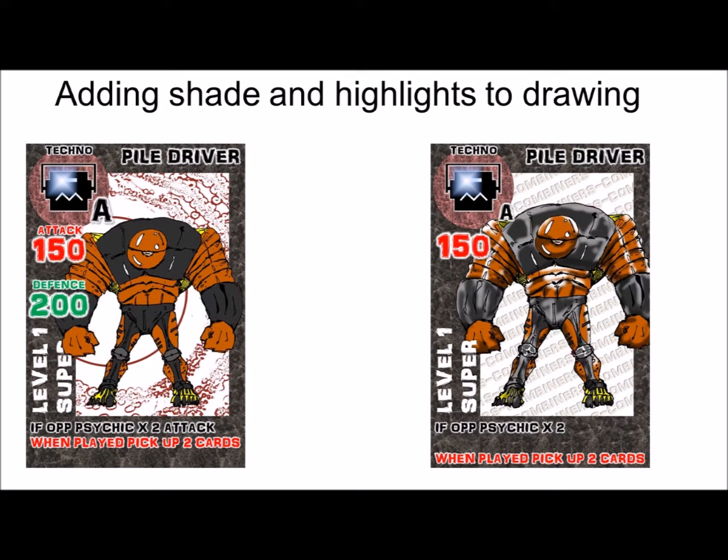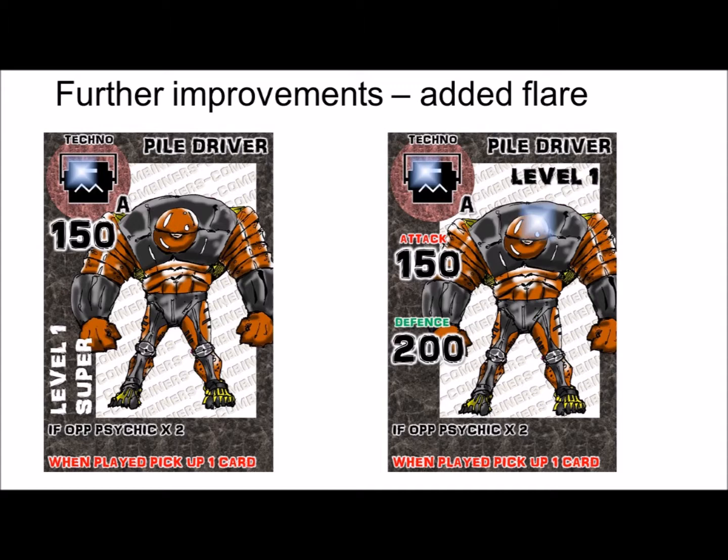Here I've just taken the standard drawing, which is plain, and then added highlights in Krita. So you do a plain colour first, and then you can do another layer and add the highlights and shade, so it just makes it a little bit more 3D, a bit more interesting. And then for further improvements, I've added flare onto it, so if it needs anything that is shiny, you can add that later on in PowerPoint.